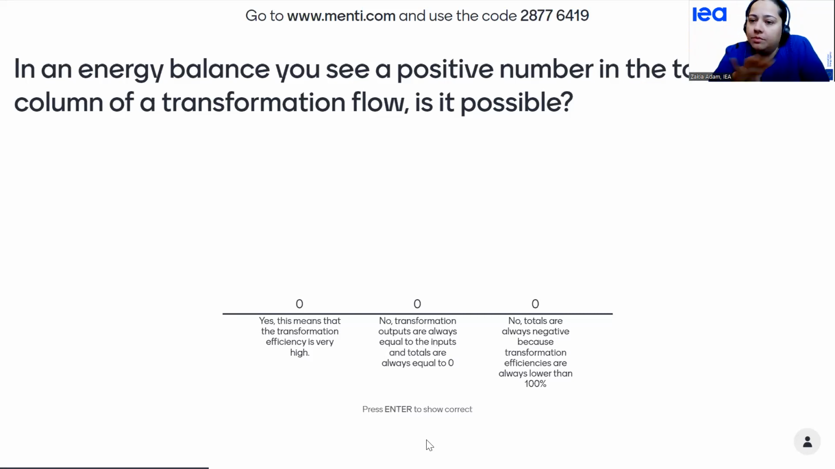And in the transformation block, you will see that, for example, you have crude oil that is used in a refinery. Let's think of the refinery process transformation. So you have crude oil that enters your refinery, and you have some oil products that are the output of the refinery. And then in the total column, you're summing this row. And as you know, in an energy balance, there's some sign convention.